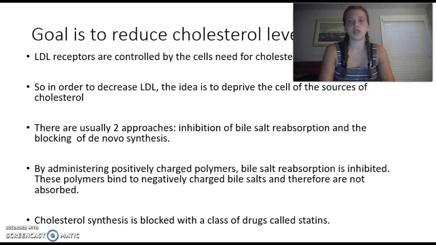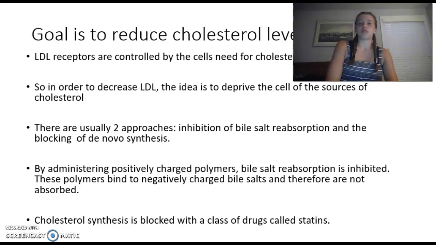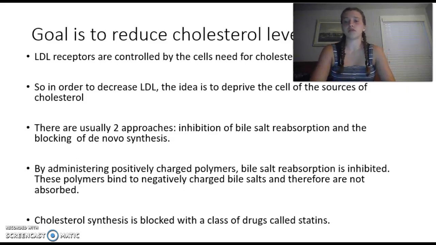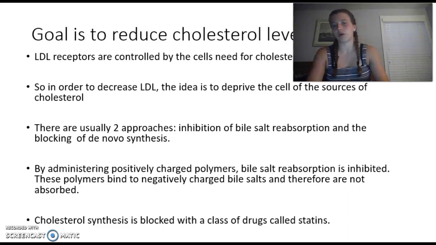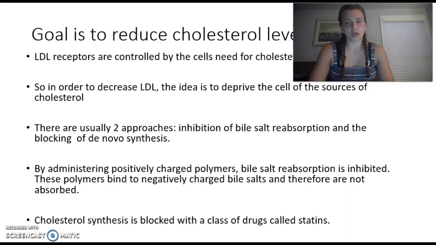These 2 approaches include inhibition of bile salt reabsorption, as well as the blocking of de novo synthesis. For the first one, by administering positively charged polymers, bile salt reabsorption can be inhibited. The polymers bind to negatively charged bile salts, so they're no longer absorbed. That takes care of one problem, but that's not really what we're going to talk about today.